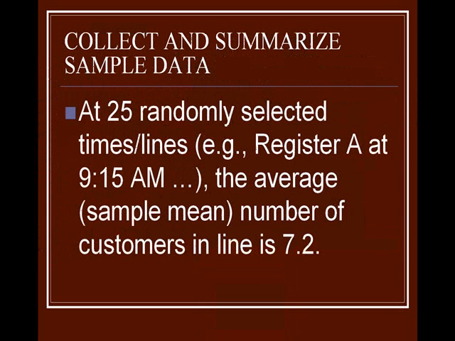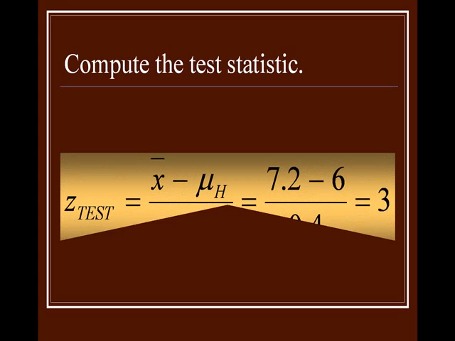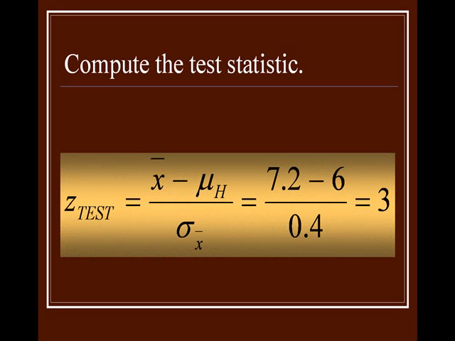So we've collected that data. We got an average in the sample of 7.2. Then we'll compute the test statistic. This is just like the formula we had for sampling distributions, except now we have a z test. We still have the sample mean minus, now we're subtracting, a hypothesized mean. And that's over the standard error. We compute this all out, and the sample mean that we have is 3 standard errors away from the hypothesized mean.